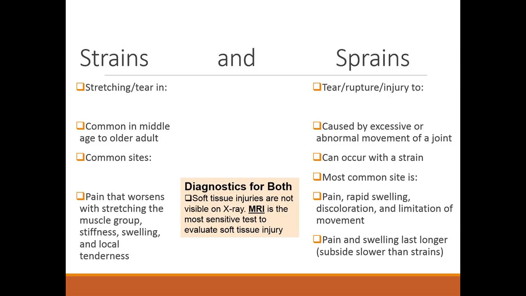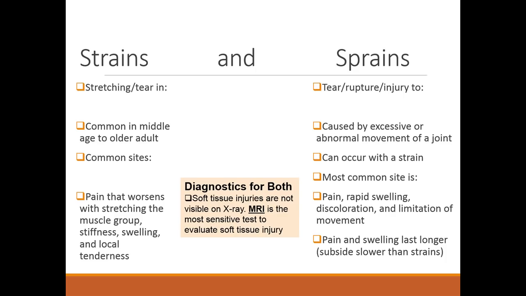When we look at a sprain, again, when we sprain an area, this is usually an excessive abnormal movement of a joint, specifically the ligaments. The joint ligaments is what we're stretching too much. The most common site for a sprain is the ankle, the knee, and the elbow. Usually you'll see pain with rapid swelling and discoloration and limitation in the movement.